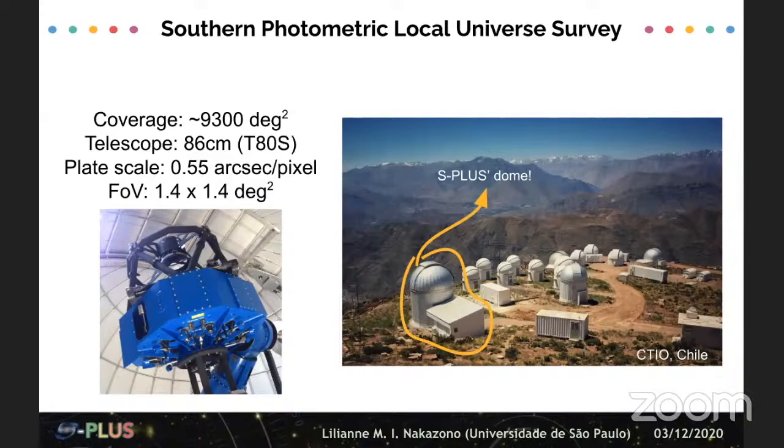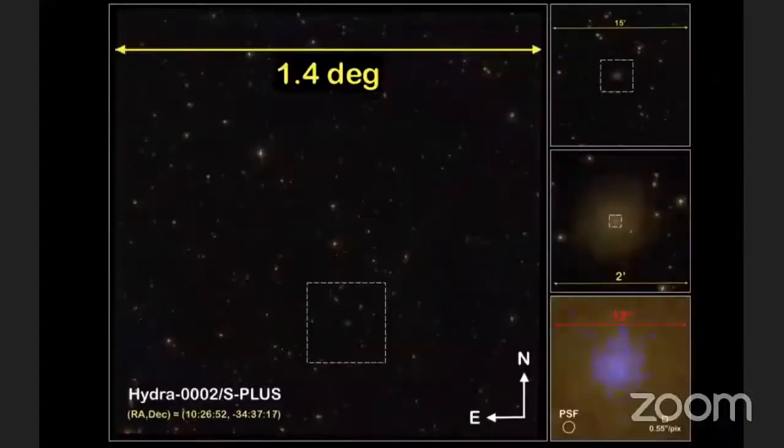You can see in this picture our dome. And this is an example of an S-PLUS field. This image is from the region of the Hydra cluster. You see the whole field here, of 1.4 by 1.4 square degrees. In the right panels, zooming in, I show you a view of 15 arcminutes, a view of 2 arcminutes, and a view of 12 arcseconds.